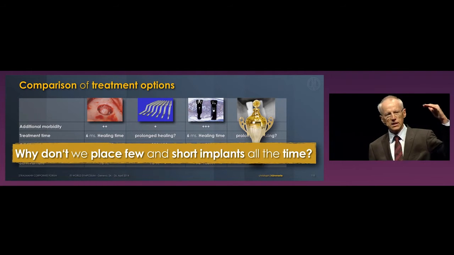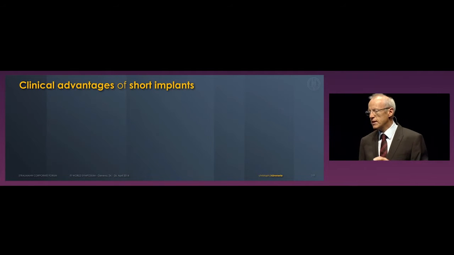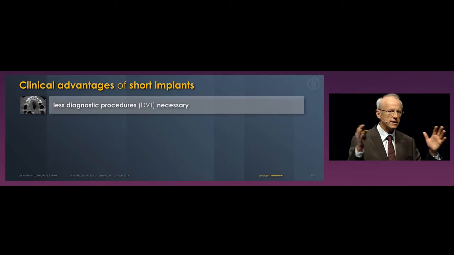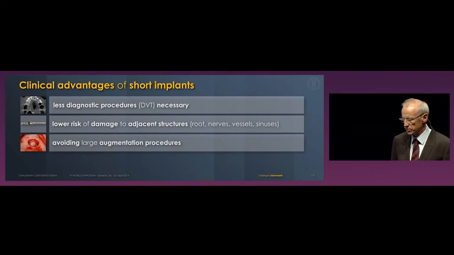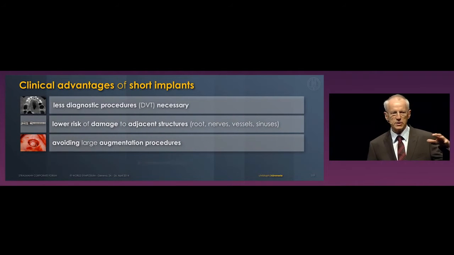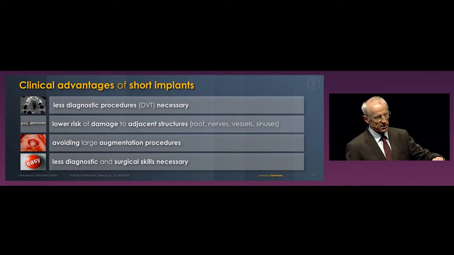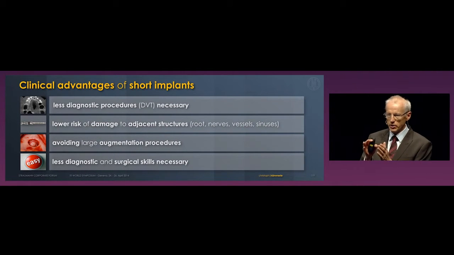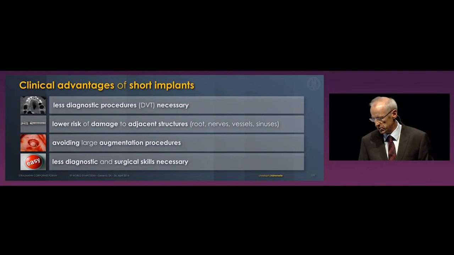And let's list the clinical advantages of short implants. We need fewer diagnostic procedures. If I'm staying away from critical anatomical structures, I don't need to do CTs and whatnot. I have a lower risk of damage. Dr. Buser talked about damaging the nerve in the posterior area of the mandible. If I take shorter implants, I stay away 4 millimeters. I don't have this risk. Same with sinuses, nerves, and other elements.